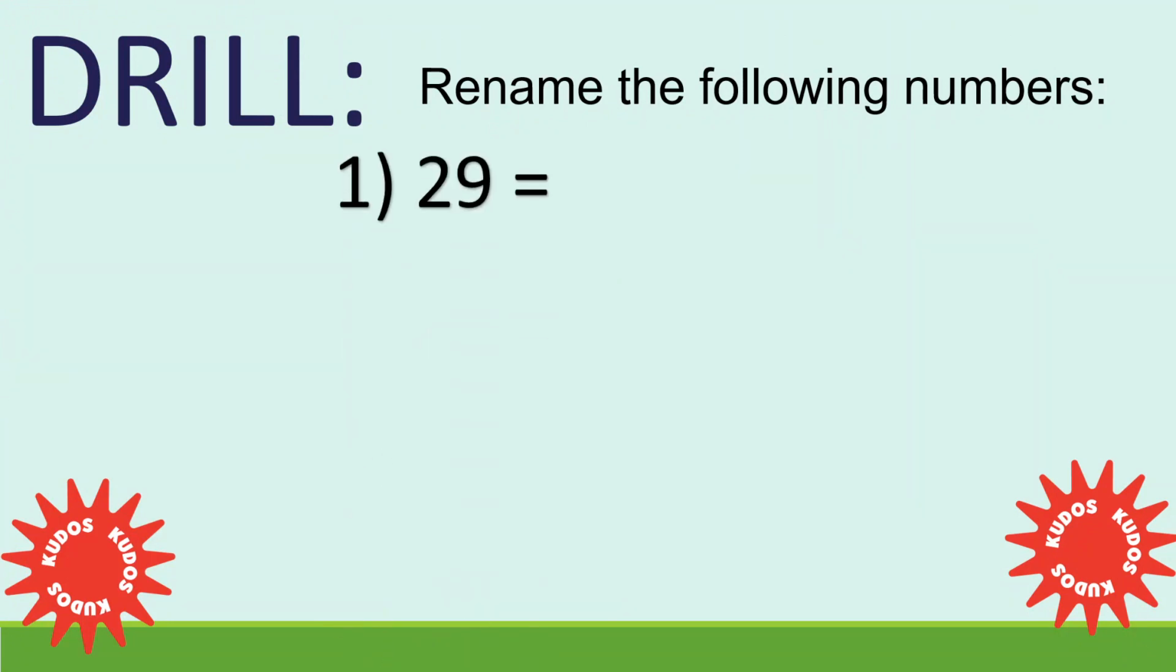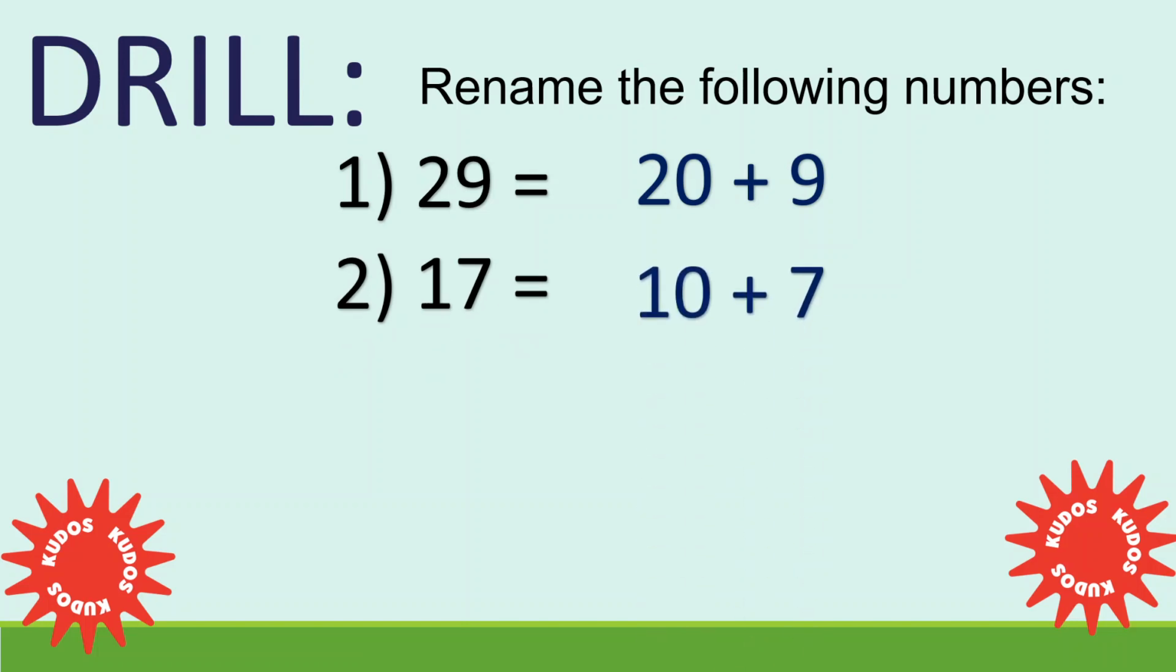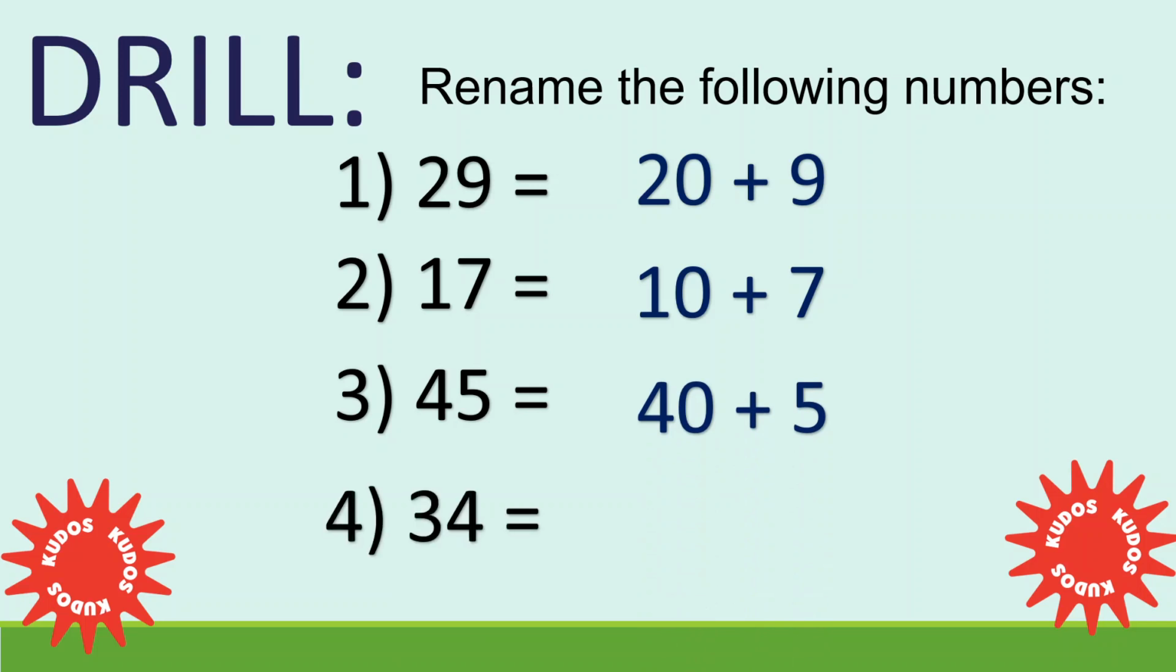Let's have this one, 29. Let's try this. Yes, it's 20 plus 9. Very good. Number 2. That's right, 10 plus 7. Number 3. Correct. 45 is 40 plus 5. And number 4. Great, it's 30 plus 4.